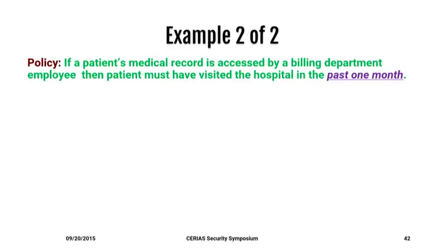And the next example is, if a patient's medical record is accessed by a billing department employee, then the patient must have visited the hospital in the past 1 month, right? Why else would they need to? Because within 30 days they are billed. So there is this temporal aspect that something happened before a month ago, right?